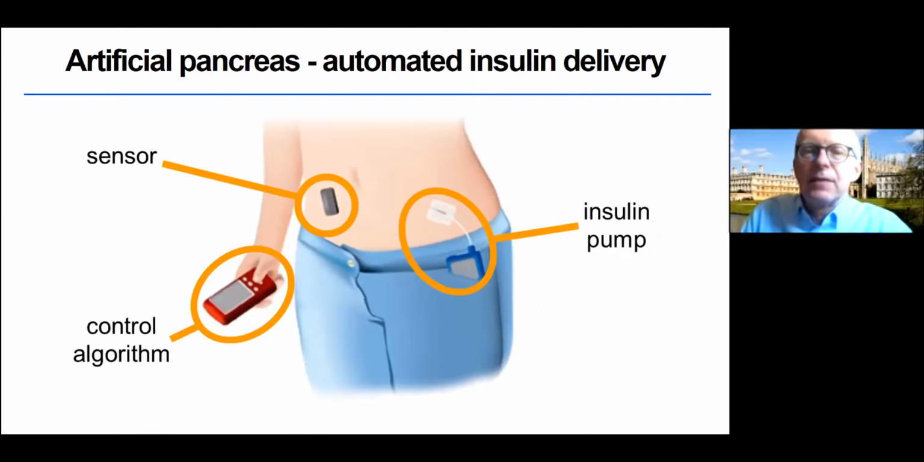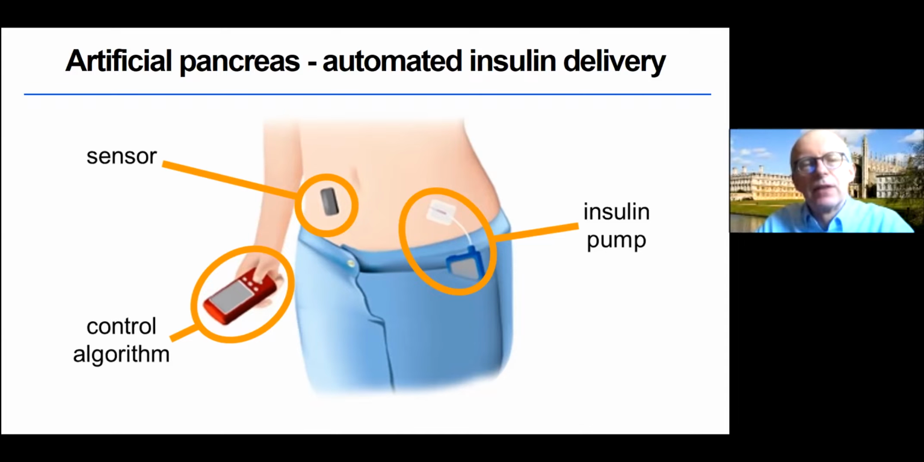So maybe we can start first about what is an artificial pancreas or closed-loop insulin delivery or automated insulin delivery systems. It generally combines three things. So it would combine a glucose sensor, which has a small probe going into the subcutaneous tissue measuring glucose every 5 minutes.